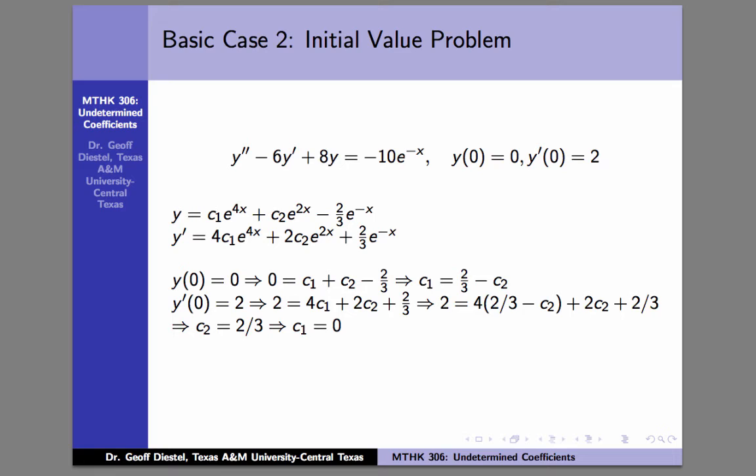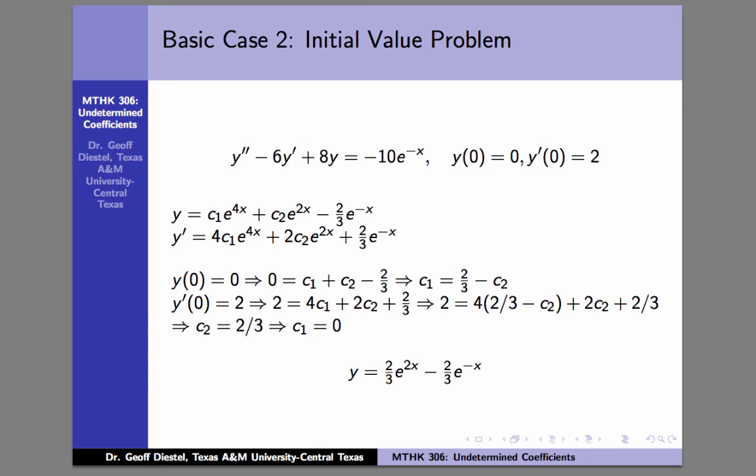So this is a unique solution to the system of equations, because this is a system of equations with two unknowns, c1 and c2, and because it's the same number of equations and unknowns, there's either going to be no solution or a unique solution. So if we find a solution, it is unique.